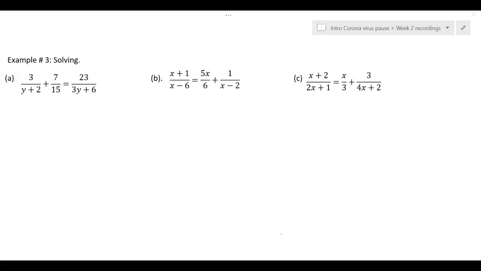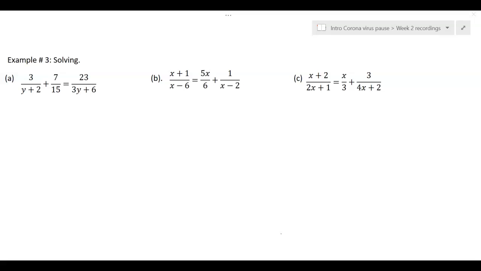The last skill that we're going to review with your rationals is solving. So a reminder first that when you're solving, you're looking for a value of the variable, like x or y in this case, that makes the equation true. So you want something in the end to say x equals or y equals, and you're looking for a value.